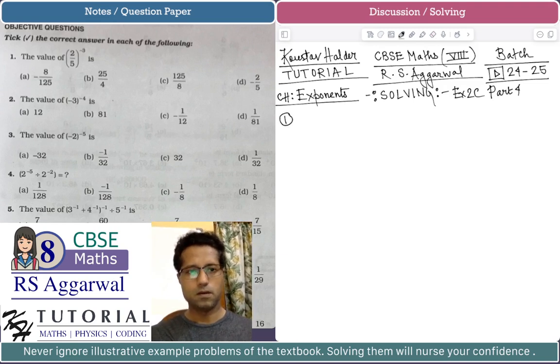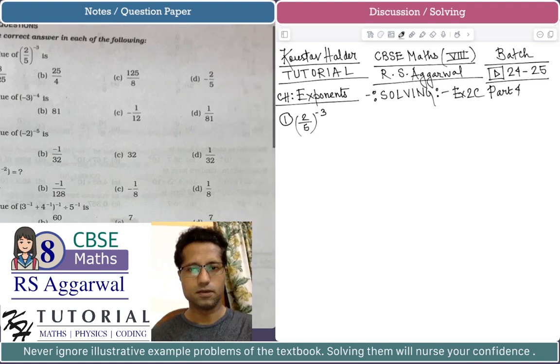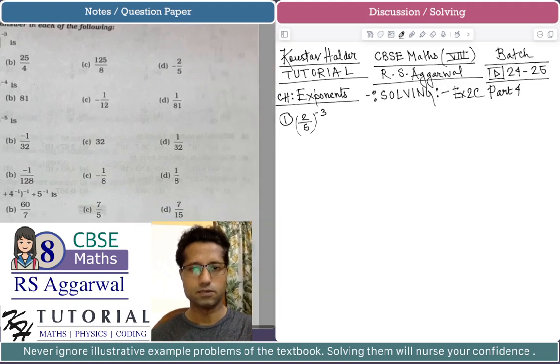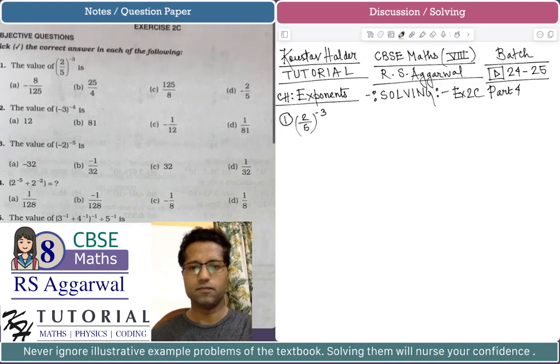Problem number 1. We have to find the value of 2 by 5 raised to the power minus 3. All the choices are given in the rational form, so we have to evaluate this value.